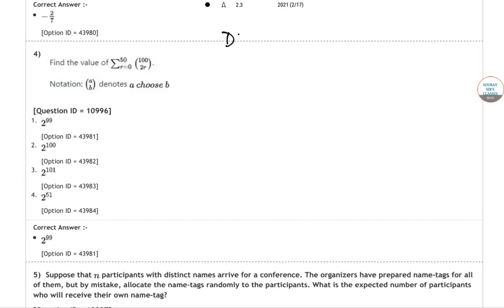Students, in this video I'm solving the DSE 2021 economics question paper. I'm solving the math section, which is the first 15 questions. So let me see this question. Find the value of summation of r equal to 0 to 50, 100 C 2r.